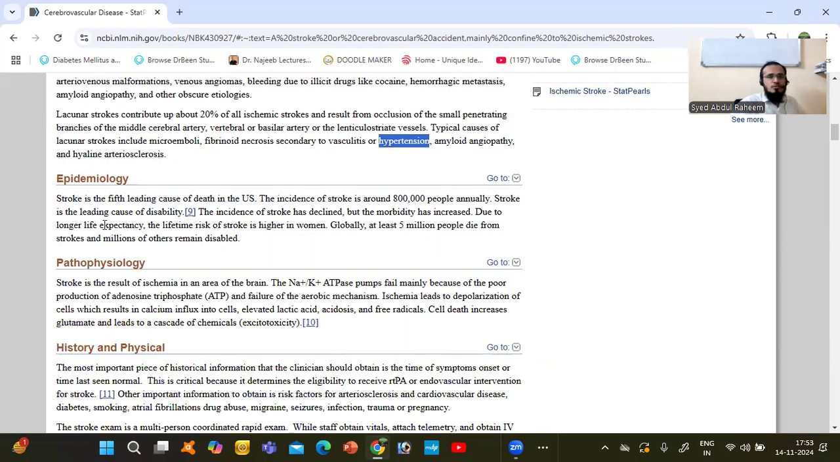Okay, epidemiology. Stroke is the fifth leading cause of death. First is heart attack. The incidence of stroke is around 8 lakh people annually. Stroke is the leading cause of disability. The incidence of stroke has declined, but the morbidity has increased. Most of the persons are not dying because of stroke. If you go back 20, 25 years, whoever suffered a stroke would die in 1 year, 2 years.